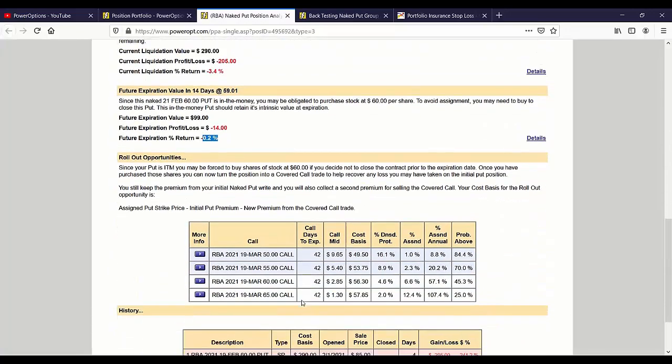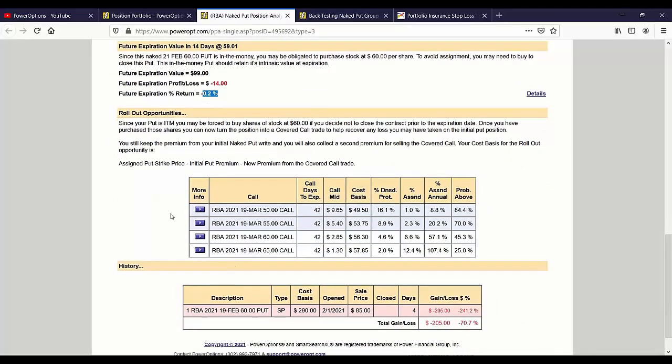But as we scroll down below, we see potential rollout opportunities for this position. What is this showing me? Well, it shows us right up here what we can see. Since your put is in the money, you may be forced to buy shares of stock at 60 if you decide not to close the contract. Once you've purchased those shares, you may now turn the position into a covered call.